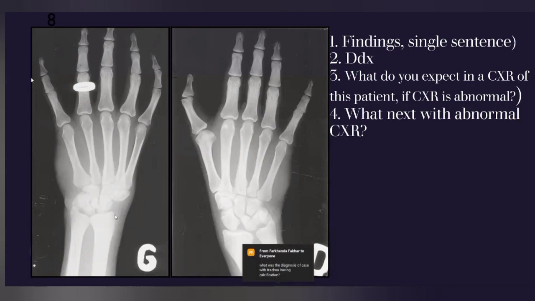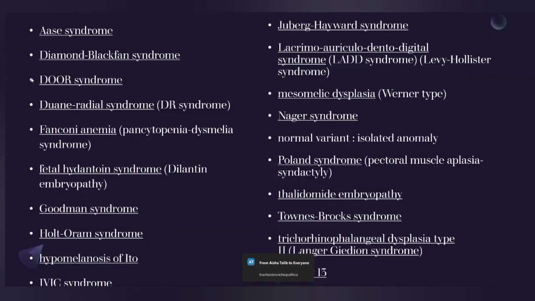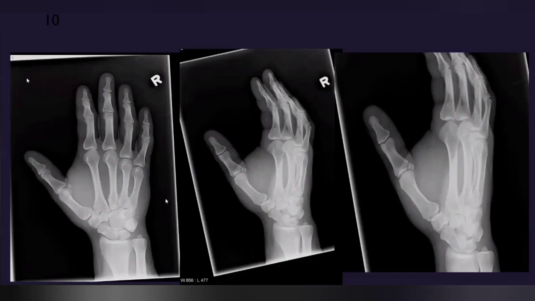The thumb is triphalangeal, and you can see the radial styloid is abnormal as well compared to the other side. So this is basically Holt-Oram syndrome. In the chest radiograph, if you are shown cardiomegaly with findings which suggest ASD, then this becomes Holt-Oram syndrome. There are many syndromes associated with triphalangeal thumb, which are very rare. This is another hand X-ray.